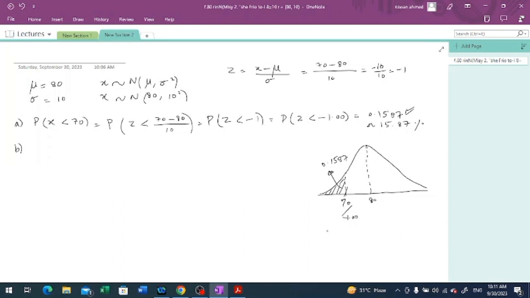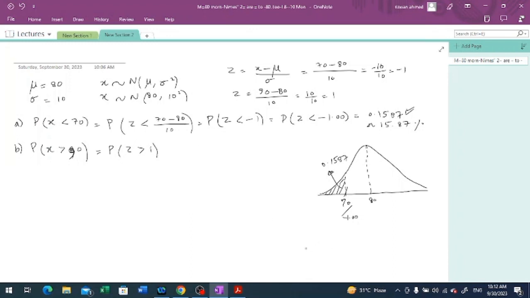Now when we are asked to determine the area above a borderline, let's take this example: X greater than 80. Let's take it as 90, not 80. X greater than 80. So what we do, we again get it transformed. This time I would prefer to get it transformed separately. So 90 minus 80 divided by 10 gives us 10 divided by 10 equals 1. So the probability of z greater than 1 is what we are interested in this time.